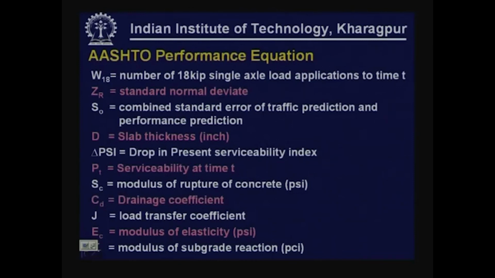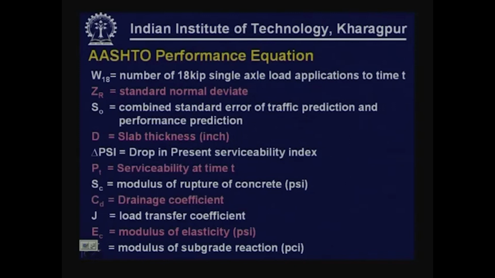Delta PSI is the drop in present serviceability index starting from the time of construction. PT is the serviceability at time t. S is the modulus of rupture of concrete, flexural strength of concrete. CD is the drainage coefficient, which reflects the drainage conditions that would be prevailing. J is the load transfer coefficient.